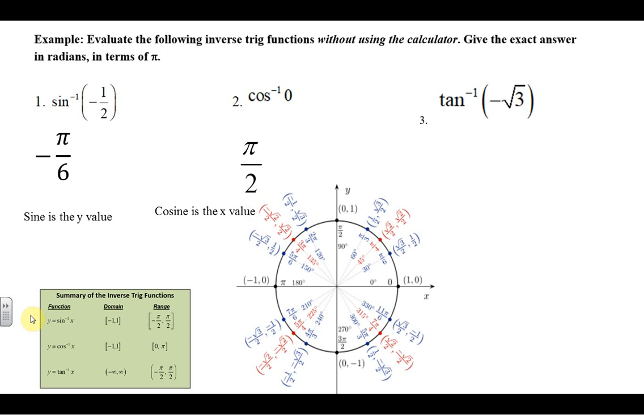So cosine is the x value. So where is the x value 0? It would be pi over 2, because remember, again, we restrict the range from 0 to pi. Tangent is y over x, so where is that value negative radical 3? It's at the 60-degree angles.